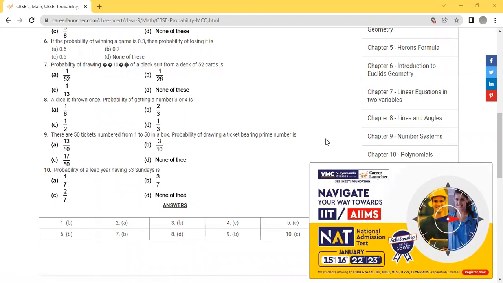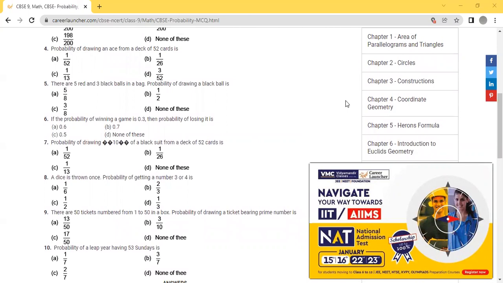There are 50 tickets numbered from 1 to 50 in a box. Probability of drawing a ticket bearing prime number is? Yes, say the prime numbers. 2, 3, 5, 7, 11, 13, 17, 19, 23. 27? No. 29, 31, 37, 41, 43, 47.